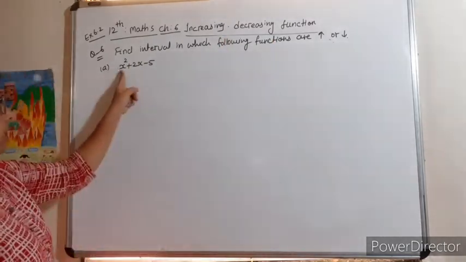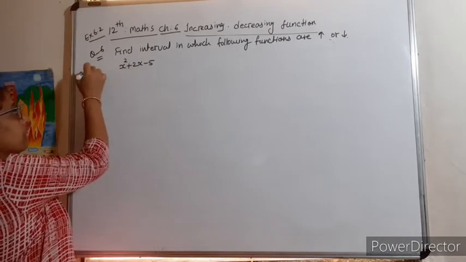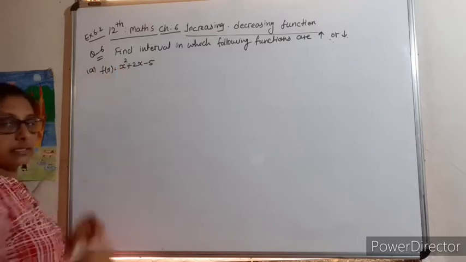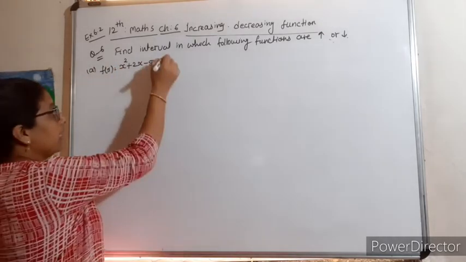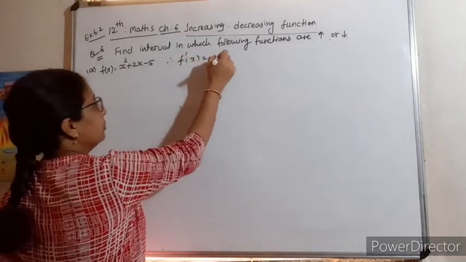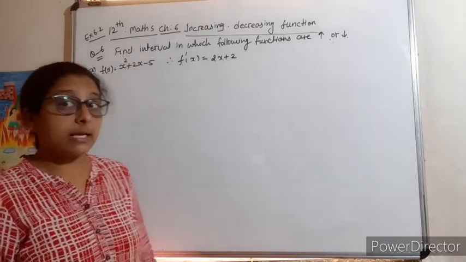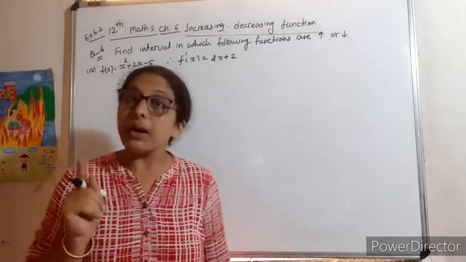Now here, x square plus 2x minus 5. This is what? It is our f(x). If this is f(x), then we'll find f dash x. It is equal to 2x plus 2. Now we'll find the critical point, that is, what they call the terminal point.